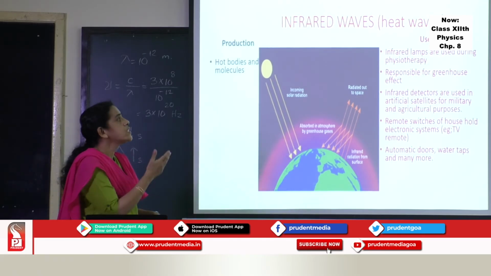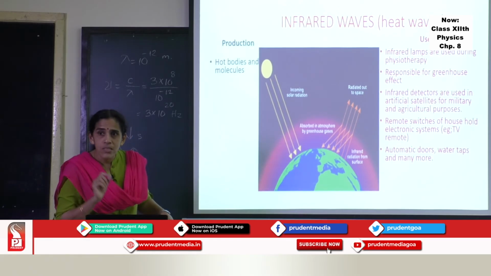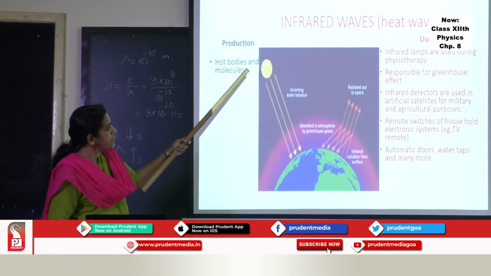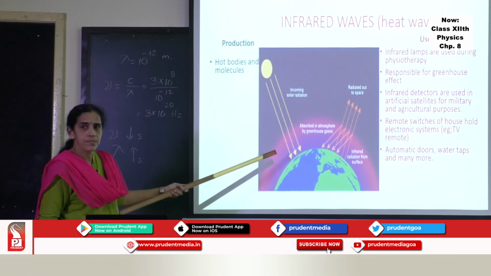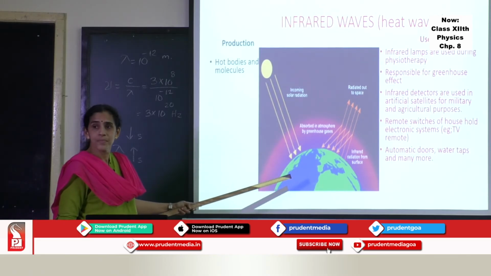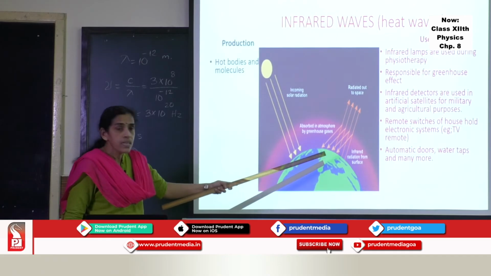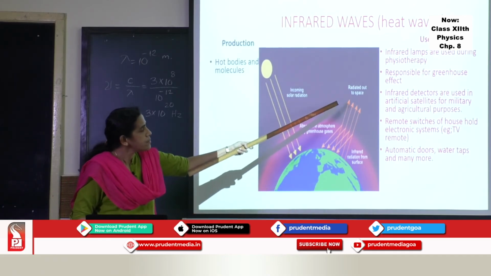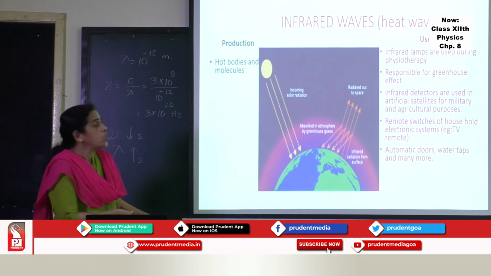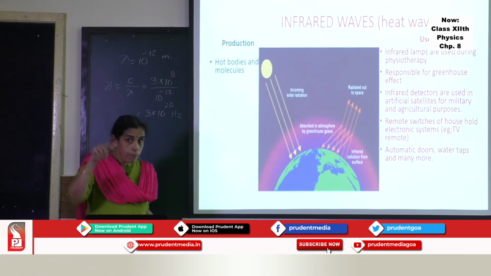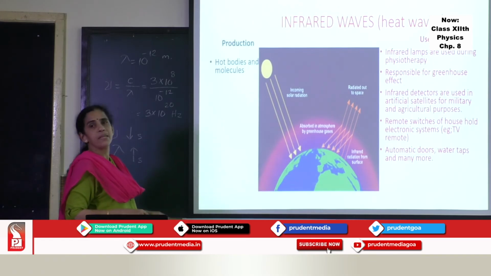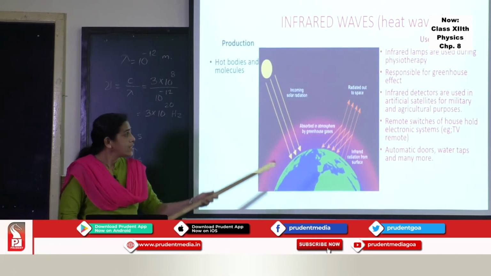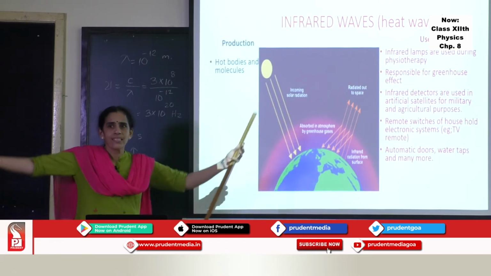Then it is responsible for the greenhouse effect. In school you have learnt. Look here what is happening. From the sun, the rays are coming, the earth absorbs them, okay, and the earth emits also. Earth is emitting the rays, but all the rays do not go out. Part of it is reflected back. Why are they reflected back? Because of your blanket.